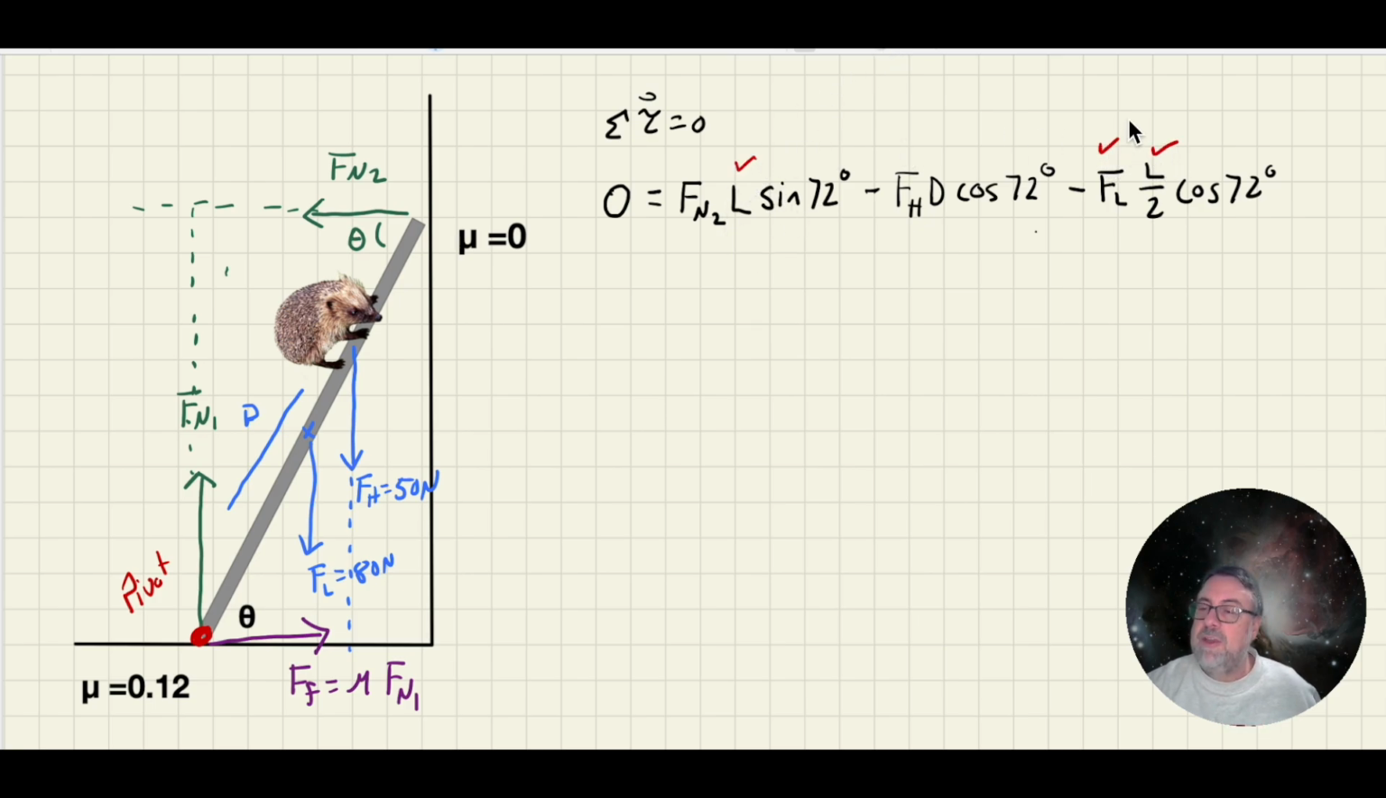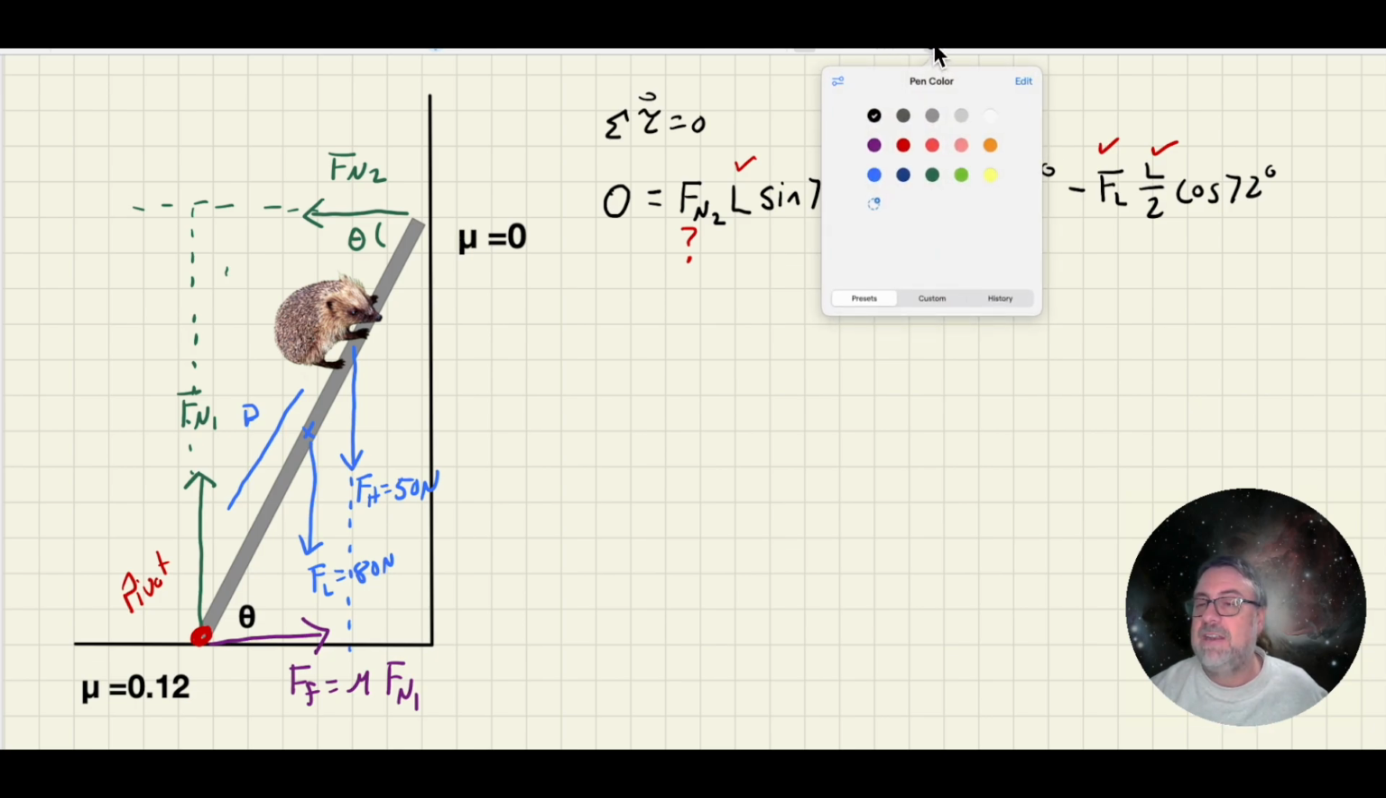Now, taking a quick inventory, I know the length of the ladder. I know the weight of the ladder and the force of Harry. I do not know this distance D, nor do I know this normal force. I'm solving for the distance that Harry is going along the ladder, which means I need to find that normal force with the wall.